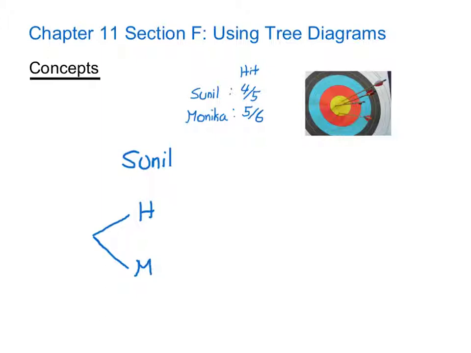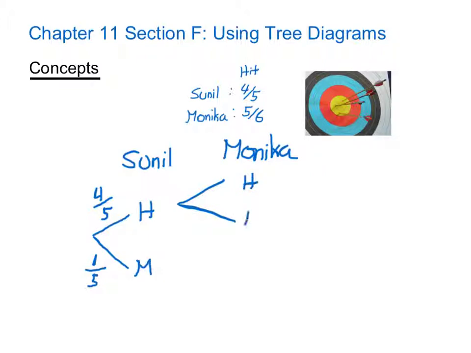Now we know that she has a probability of 4/5 of hitting the target, so we can write that probability right on the branch going to the option where Sunil hits. This means that she has a 1 out of 5 chance of missing the target. Now in our second column, we can look at Monica's results. And if Sunil hits, Monica could hit or miss.